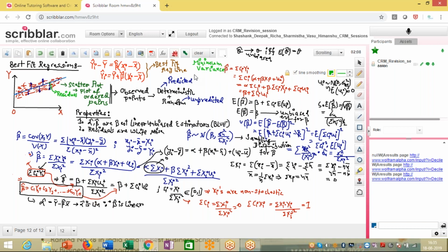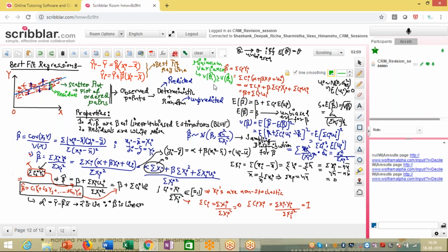Now, when I talk about the minimum variance, it means that, let's say I have an estimator theta 1 hat, and I have an estimator, say theta 2 hat. Then theta 2 hat is said to be a better estimator compared to theta 1 hat, because theta 2 hat has a lower variance than theta 1 hat.